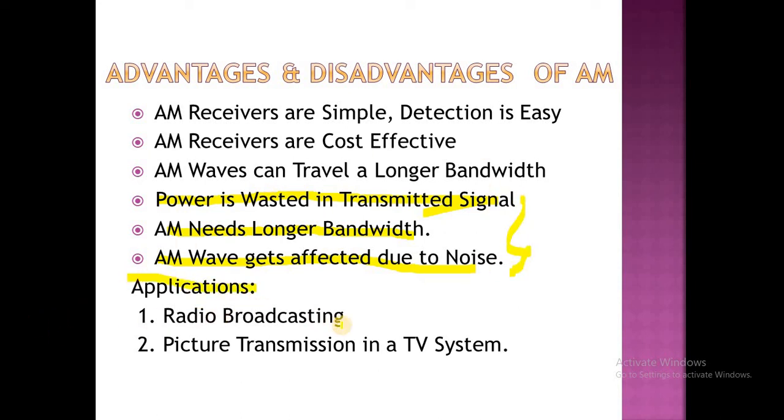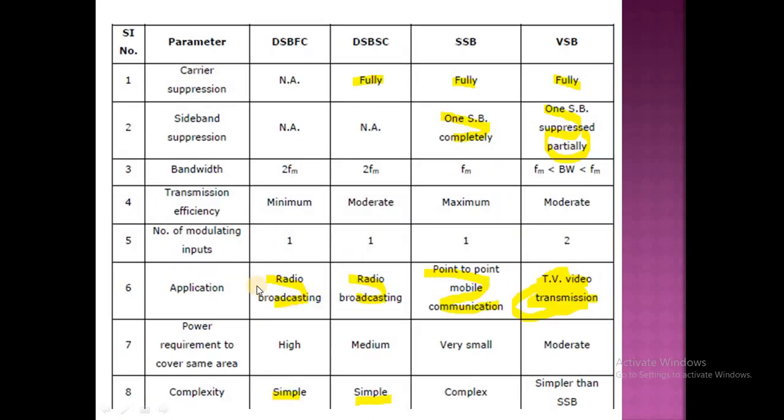And what are the applications? Radio broadcasting, picture transmission, etc. So radio broadcasting is the application of the AM. DSB-FC means AM wave only.